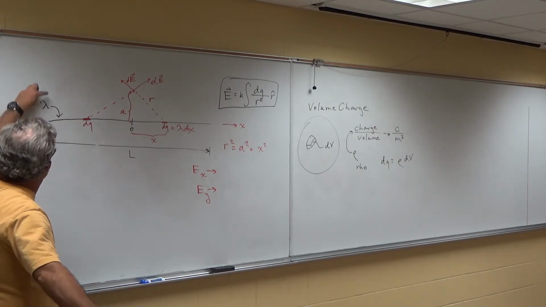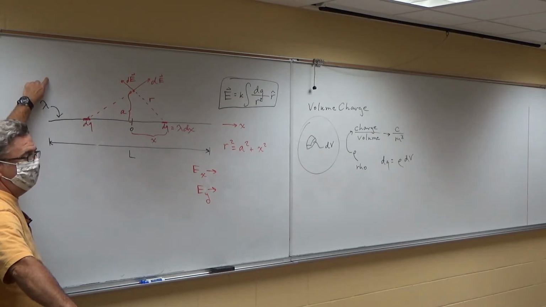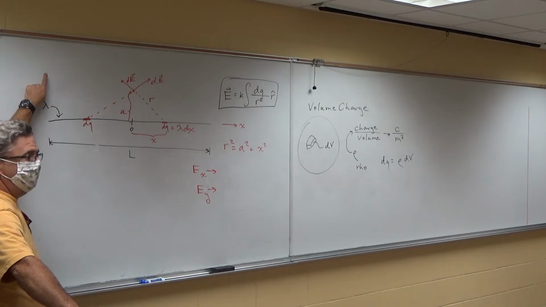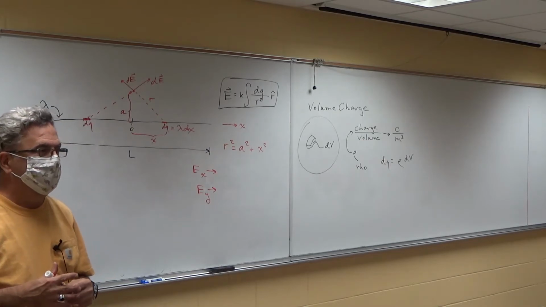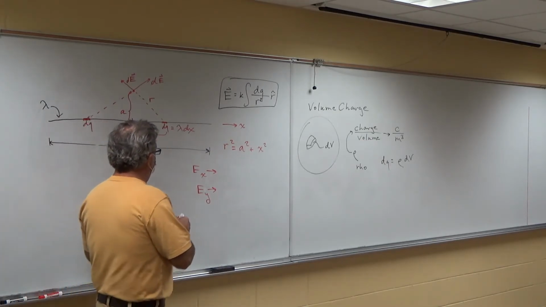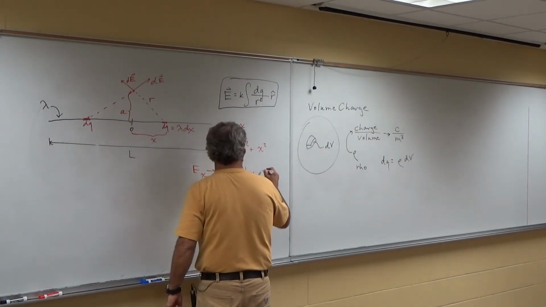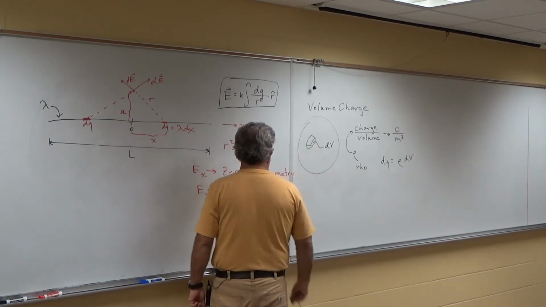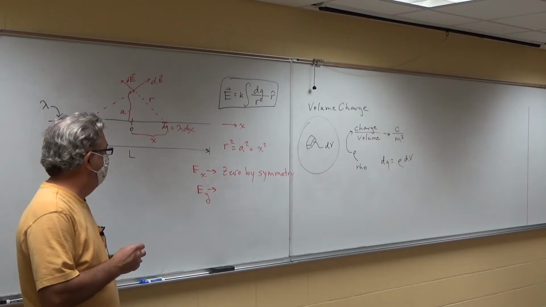Now, if I were up here, wanting to know what's the field down here at this point, at the end, I couldn't do that. I wouldn't get cancellation. You don't have symmetry about this end. In physics, you're always looking for symmetries to make life easier. Okay? So I claim that EX is 0 by symmetry. I could prove that. I can do the calculation and I'll get 0.